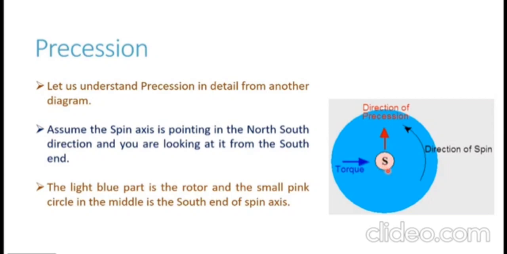And since you are looking at it from the south end, we have represented it by letter S. So this is the south end of the spin axis. And the rotor is spinning in this particular direction. That means looking from the south end, it is spinning anti-clockwise. So this curved black arrow gives us the direction of spin of the rotor.